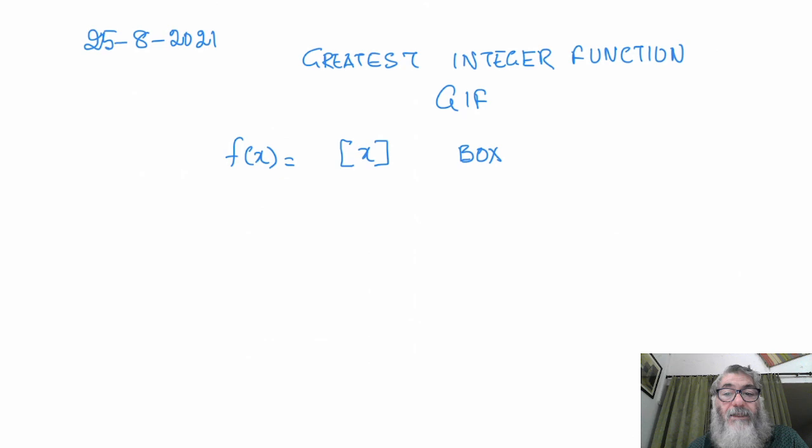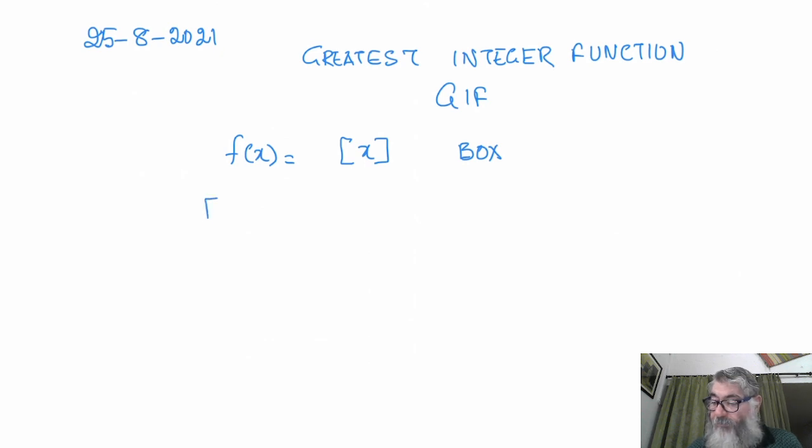Unless it is mentioned, because sometimes we use these brackets also, we use this as a bracket also. So unless it is mentioned that this is a greatest integer function, we'll not take it as GIF. We'll take it as a common bracket. But if it is mentioned that it is a greatest integer function, then we will have to take a greatest integer function. And what is greatest integer function?